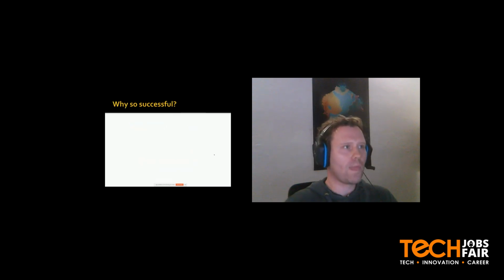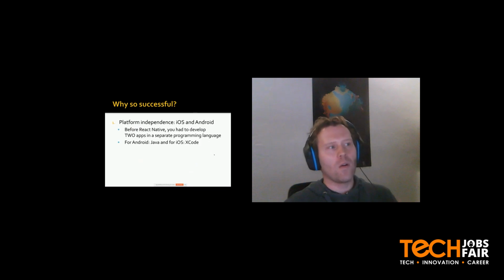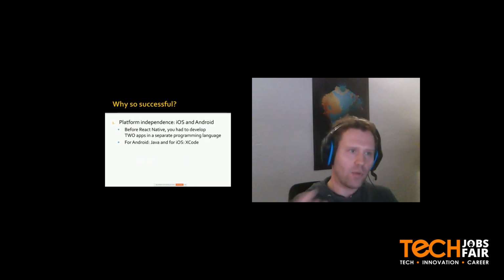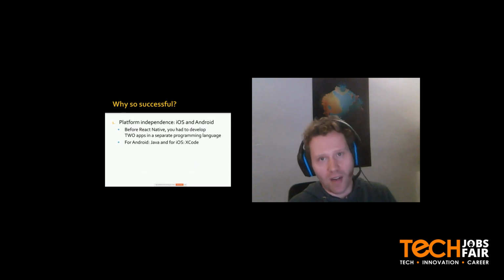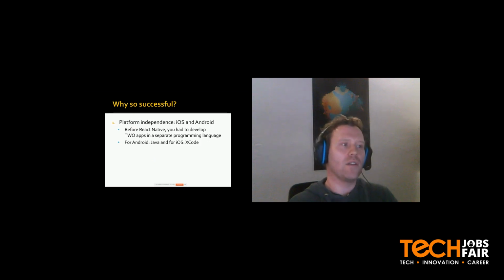So, why is React Native so successful? And let's start with the first point. React Native is platform independent, and this means that you can develop apps for both platforms, iOS and Android. And before there was React Native, you had to develop 2 apps in a separate programming language for 2 platforms. So for Android, you had to learn Java, and for iOS, you had to learn Xcode. So maybe you even had to hire additional programmers if one programmer is not enough.